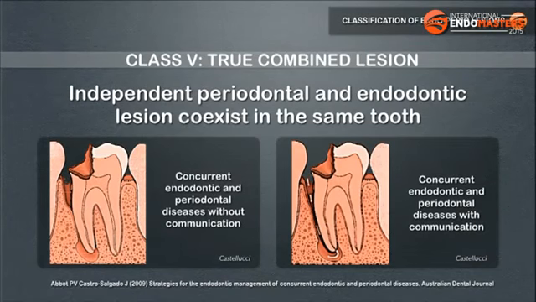And finally, the class 5, the true combined lesion. True combined endodontic and periodontic lesions occur when the 2 independent diseases coexist in the same tooth. Picture on the right represents a true combined lesion. Periodontal and endodontic lesion have a communication along the root. On the other hand, picture in the left shows a molar with a perio and an endo lesion of different origin, but note they are not merging. This is not really a true combined lesion.